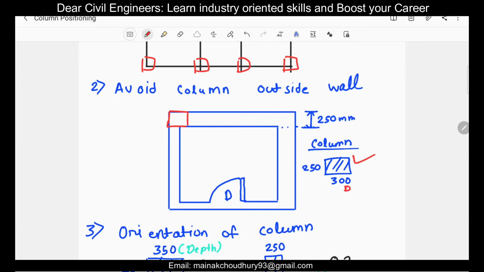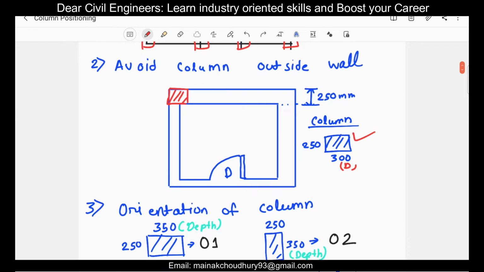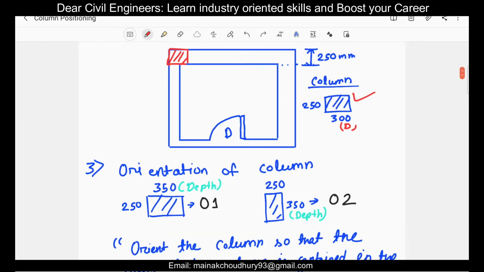That is, 300 is the depth here, so it will be inside. But if you place it at the center, it should be like this, or this portion is going outside the wall, so it shouldn't be like this. The columns usually should stay inside the building, so we have to take that into account. Whatever the wall is, the column should be flush with the wall; it shouldn't go beyond the outside of the wall. If it is mentioned in the architectural drawing for architectural purposes or for design, then it's a different matter. Generally the column is always inside the building.